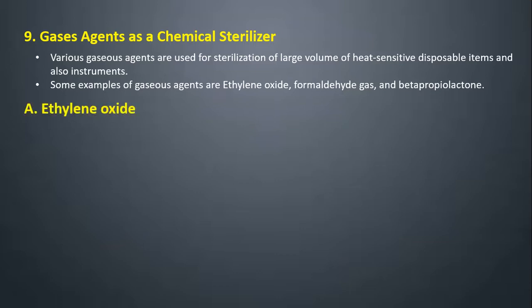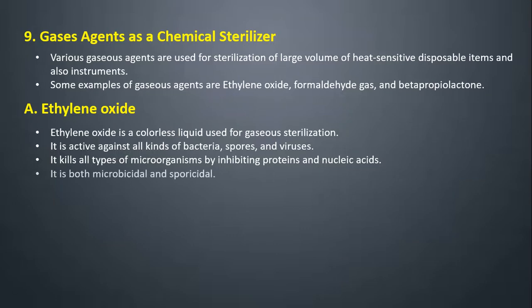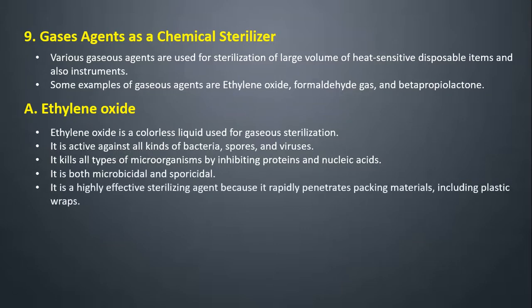Ethylene oxide. Ethylene oxide is a colorless liquid used for gaseous sterilization. It is active against all kinds of bacteria, spores, and viruses. It kills all types of microorganisms by inhibiting proteins and nucleic acids. It is both microbicidal and sporicidal. It is a highly effective sterilizing agent because it rapidly penetrates packing materials, including plastic wraps.